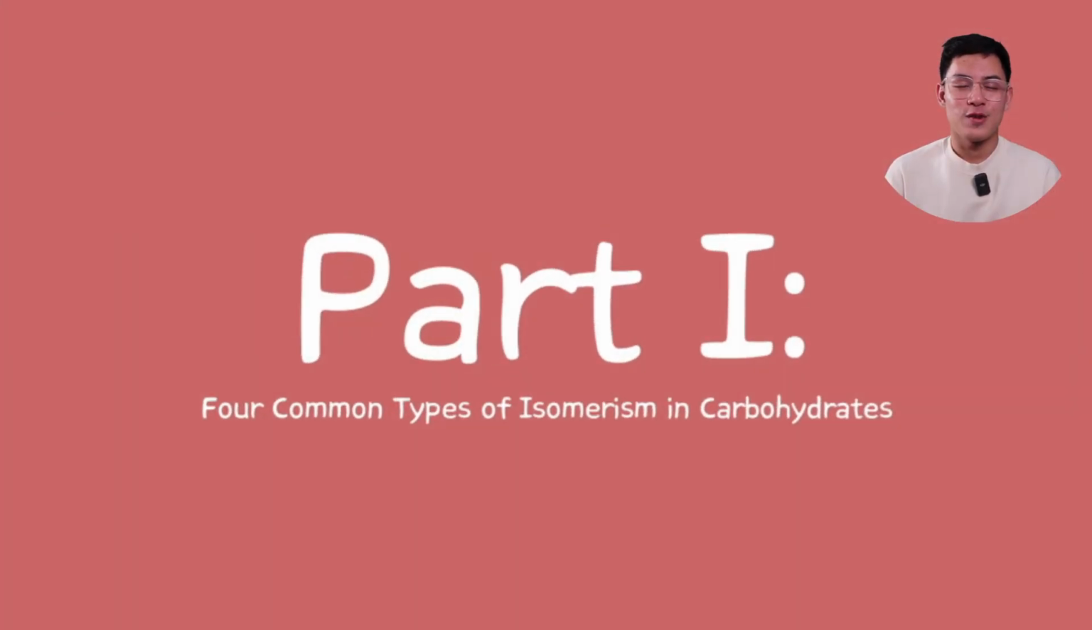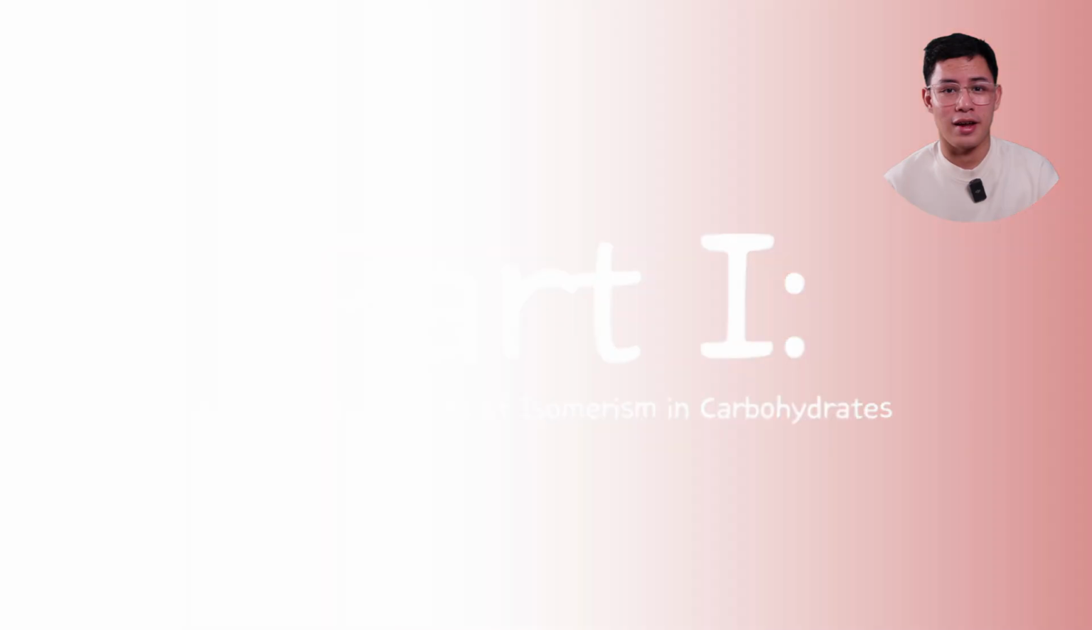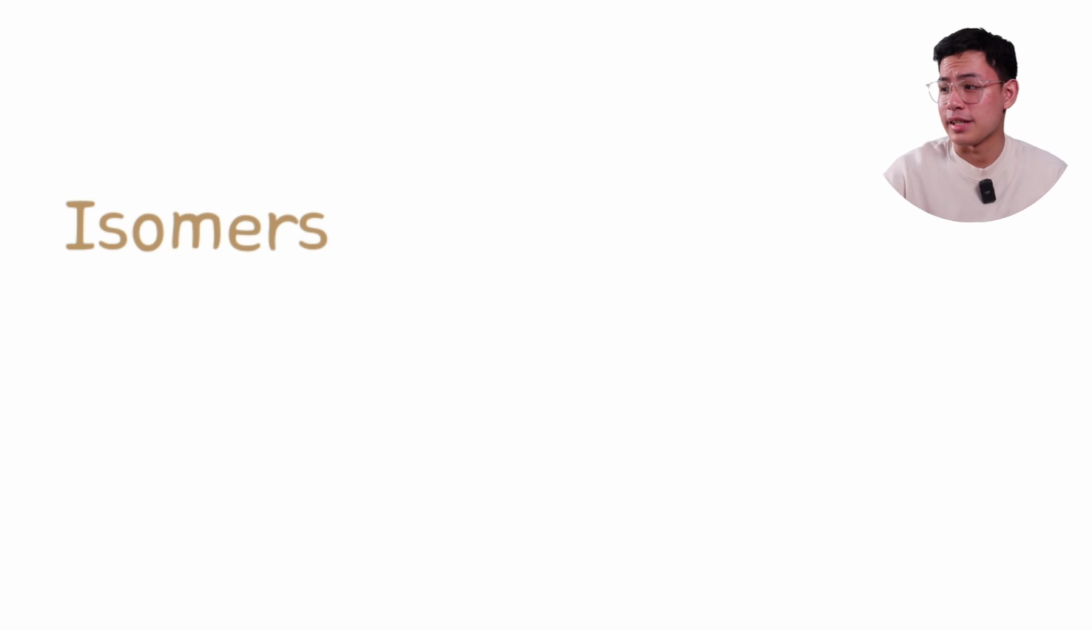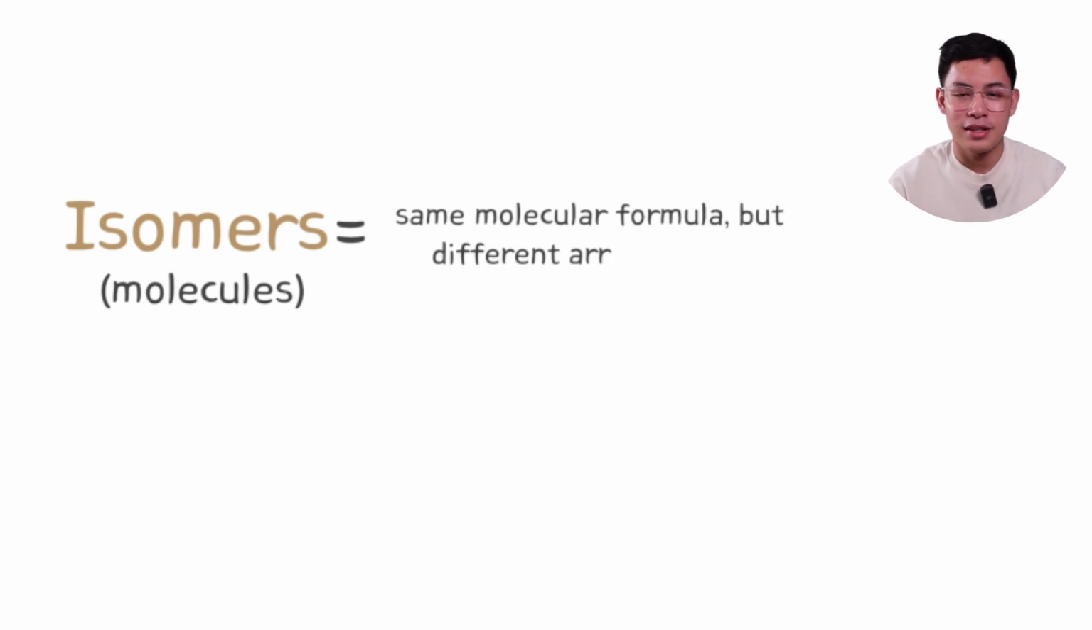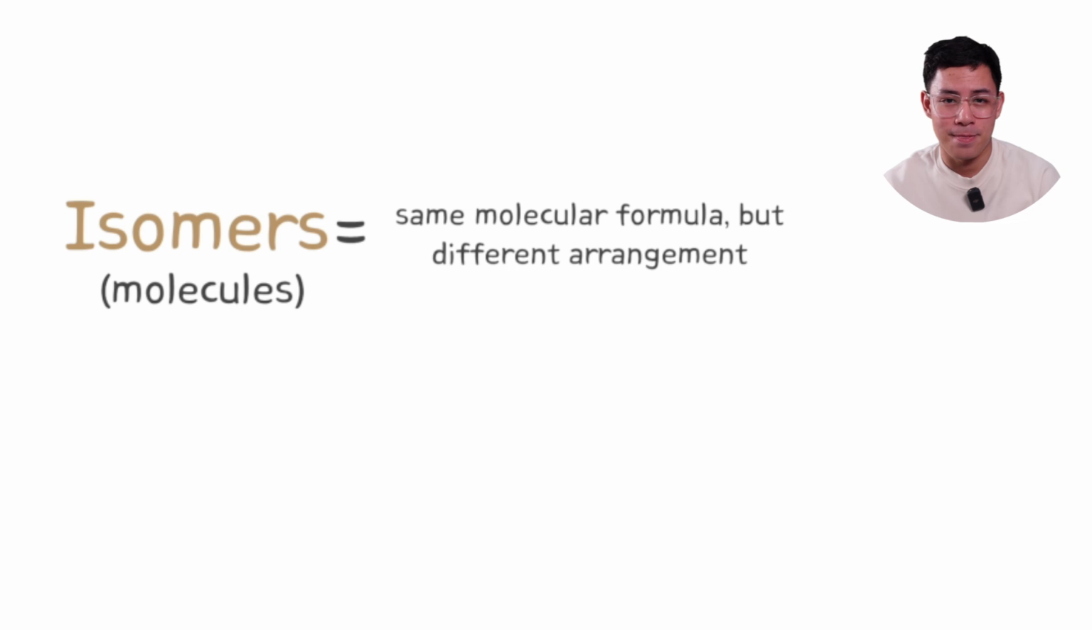To begin, we first ask ourselves, what exactly are isomers? We know that they're related to our topic somehow, but what are they? Well, essentially, isomers are molecules. They're molecules that you wouldn't freely find in nature. But to be more specific, they're molecules that have the same molecular formula but different arrangement. So let's take a look at some examples.